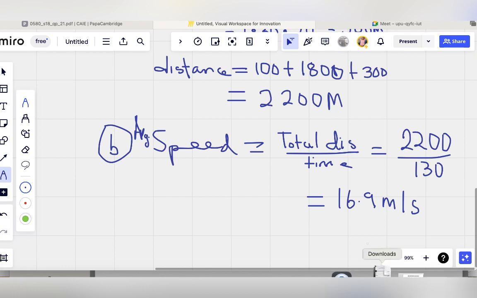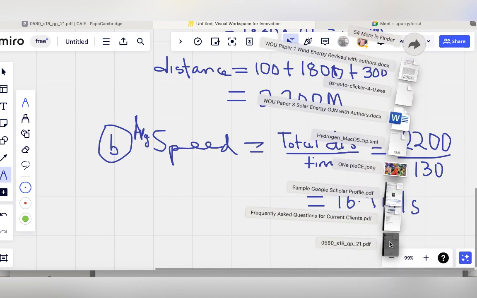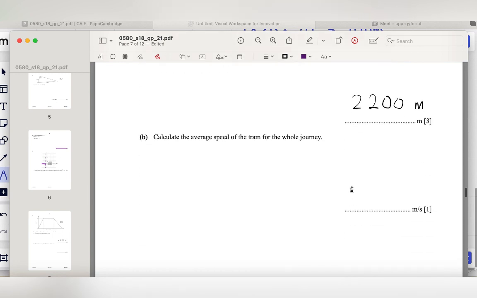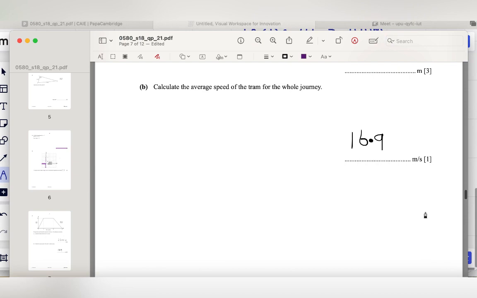And then we will write it here. We say 16.9. The meter per second is already written here. We already have the meter per second. So we solve on our board, and we write only the final answer in the question paper. Is that okay? So let's move on.